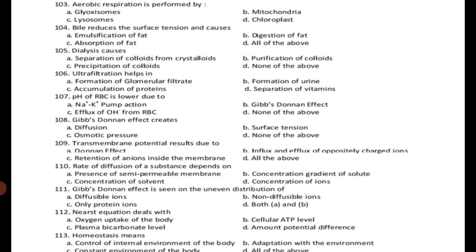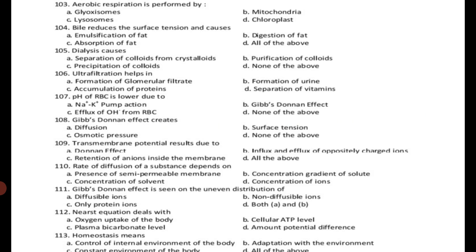The Gibbs-Donan effect creates the osmotic pressure. Question number 109. Transmembrane potential results due to. A transmembrane potential results due to Donnan effects. Option A is the answer of question number 109.